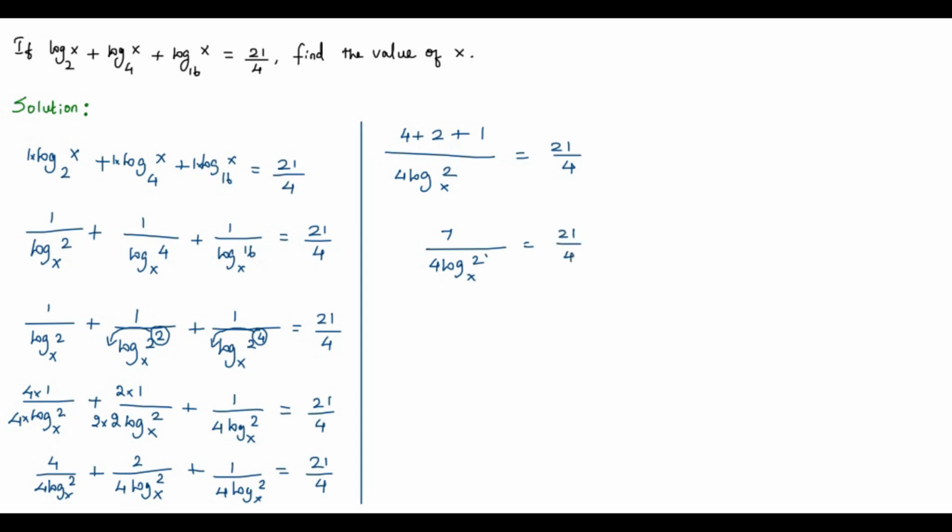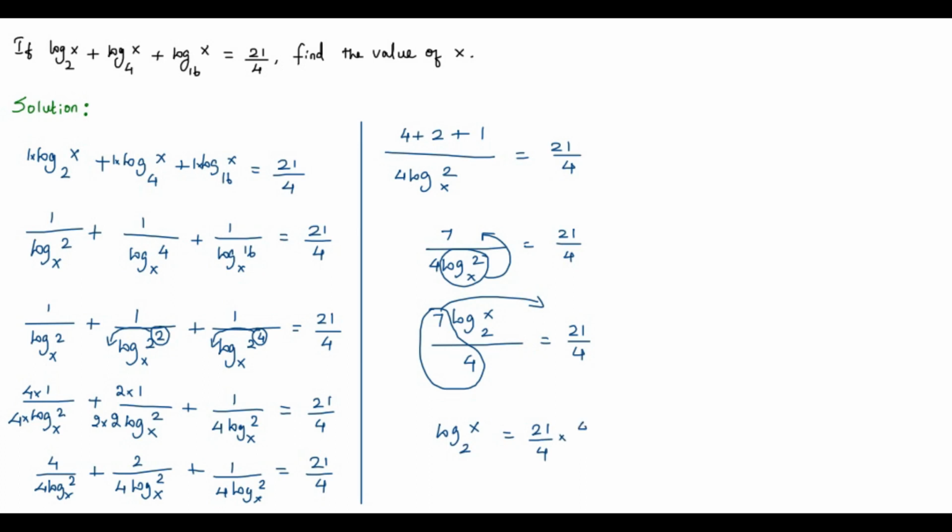Now I am going to switch this log 2 to the base x to the numerator. When it is taken to the numerator, we have to interchange the base and argument. Then we get log x to the base 2 divided by 4 is equal to 21 divided by 4. Now if I move this 7 divided by 4 to the right side of the equation, it will become 4 divided by 7. So we get log x to the base 2 is equal to 21 divided by 4 times 4 divided by 7.